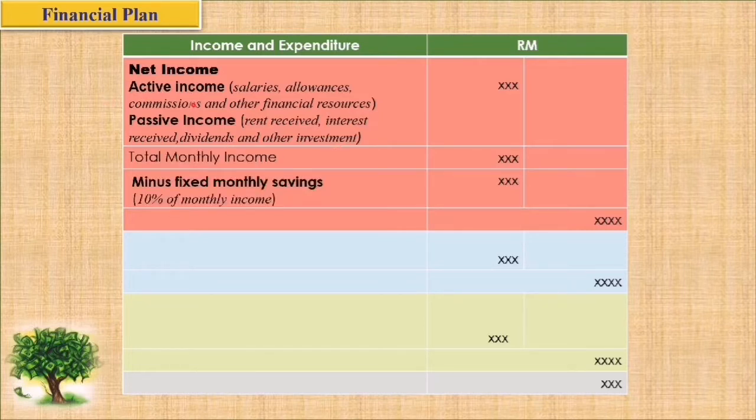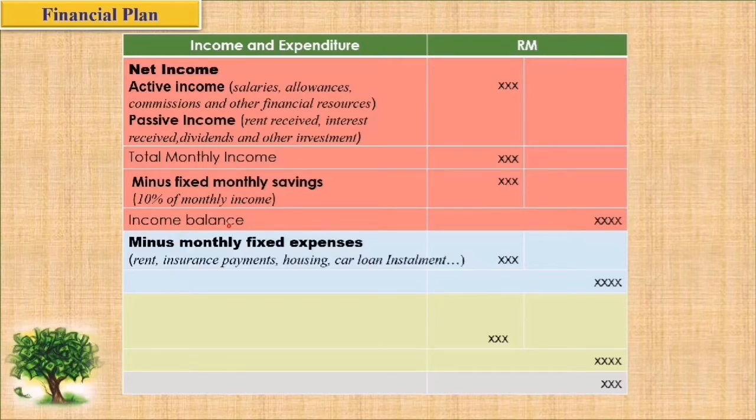After you fill in active income and passive income, we count the total monthly income. After this, we minus fixed monthly savings. Normally, it's 10% of monthly income. So the income balance, we write here.